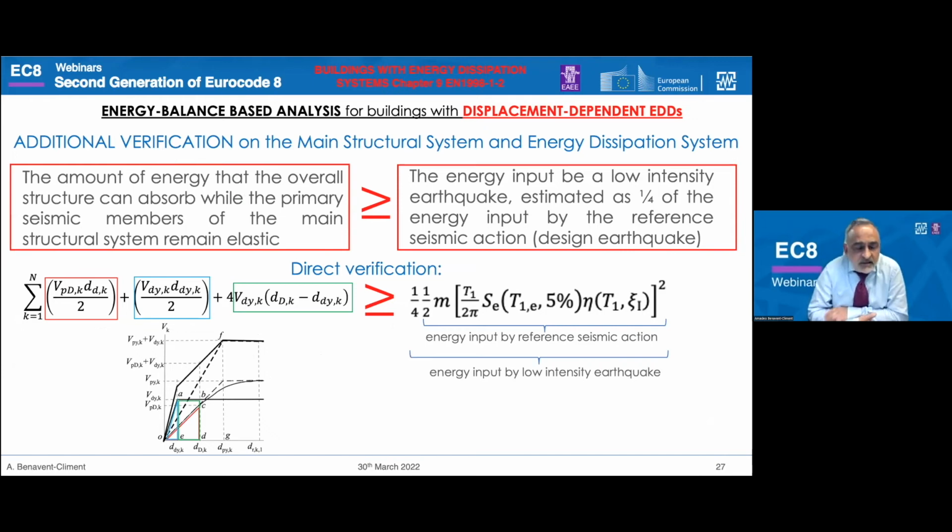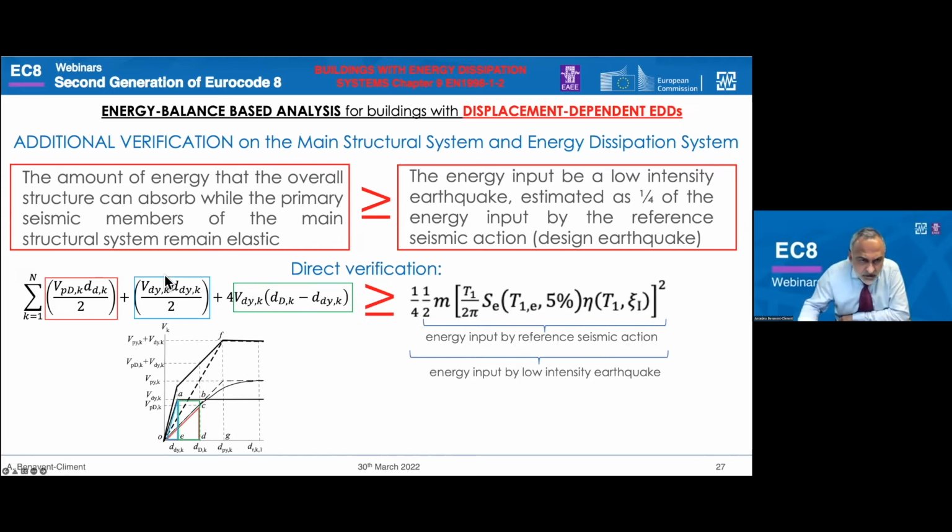The verification is that we have to verify that under a low intensity earthquake, the dampers can plastify, but the main structure must remain perfectly elastic. I mean, below this point, that is the end of the linear portion of the main structural system. And this is done by comparing the energy dissipation demand associated with a frequent earthquake, which is taken as 1/4 of the energy input by the reference seismic action.